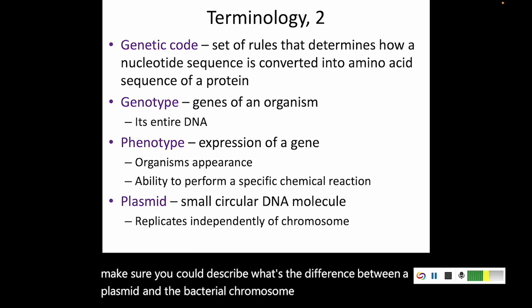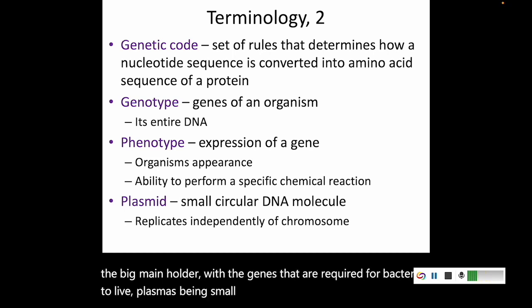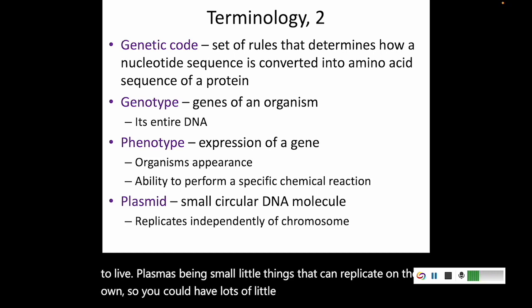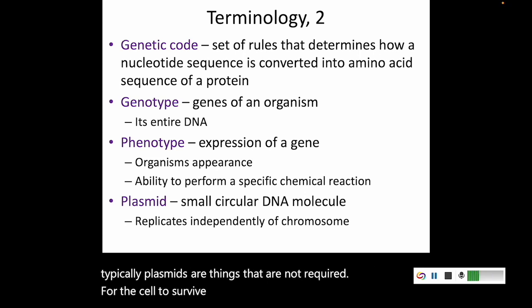The chromosome being the big main holder with the genes that are required for bacteria to live. Plasmids being small little things that can replicate on their own, so you could have lots of little plasmids in one cell. And typically, plasmids are things that are not required for the cell to survive. Okay, pause, make sure you have this terminology straight, and then meet me on the next slide.